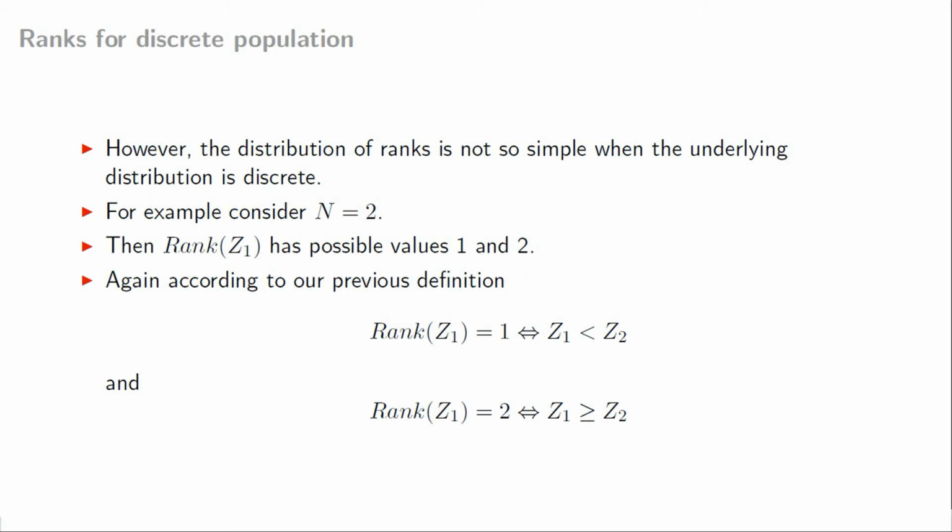However, the above discussion and derivation is valid only when the underlying distribution is continuous. If we have some discrete population, then the ranks defined as earlier give misleading results. In fact, the distribution of ranks is not so simple when the underlying distribution is discrete. For example, consider n as 2. Then rank of Z1 has possible values 1 and 2. According to our previous definition, rank of Z1 equal to 1 is implied by and implies Z1 less than Z2, and rank of Z1 equal to 2 is implied by and implies Z1 greater than or equal to Z2.